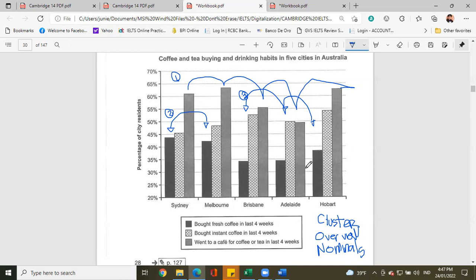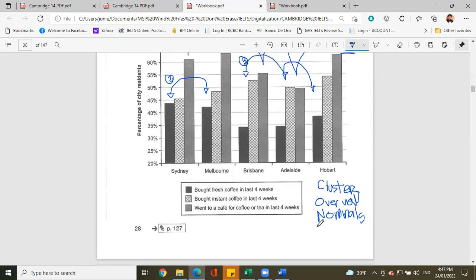Anyway, like I mentioned, there are 4 attributes to task 1 writing, and we call that the CONT. It's easier to remember when we call it the CONT. C is for cluster, O is for overview, N is for nominals, T is for tense. So these are the 4 key attributes. If you get just one of them wrong, that's a 6.5. If you get 2 of the 4 attributes wrong, that's a band 6.